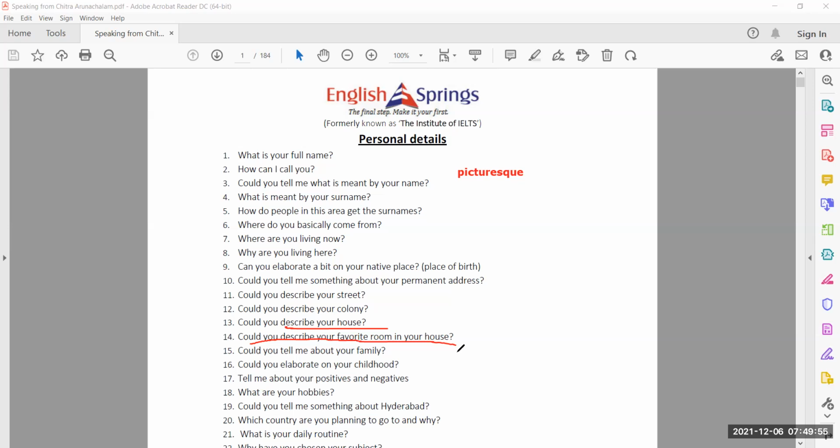So how can we answer this question? It's not necessary that you follow a format. I told you, speak from your heart. It would be so nice, it would be so live. So, could you describe your favorite room in your house?